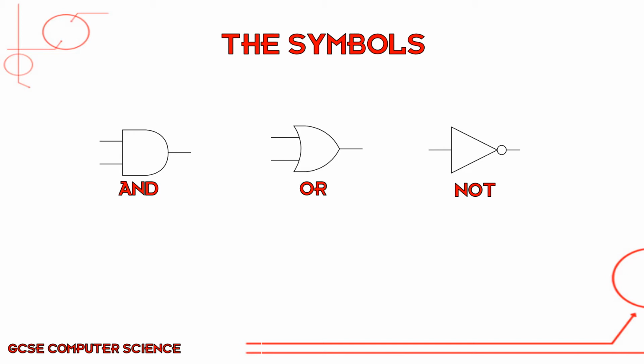You need to know how to draw them and how to recognize them, just in case they are on the exam. You could get a very simple question where it asks you to label the diagram, where you just have to say what each particular gate actually is. But you also need to recognize what the symbol is so that you might be able to draw the truth table.